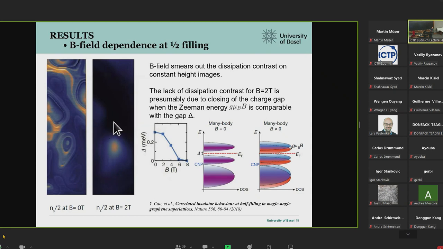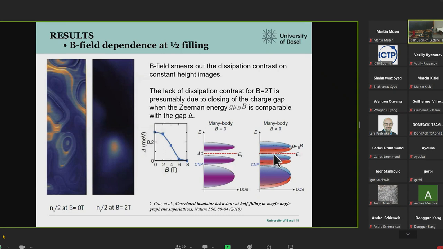We attribute this phenomenon to magnetic field polarizing of the charge states via spin. So the magnetic field basically induces some Zeeman splitting. So for magnetic field zero, we have this strongly correlated energy gap. We can call it the Mott gap.